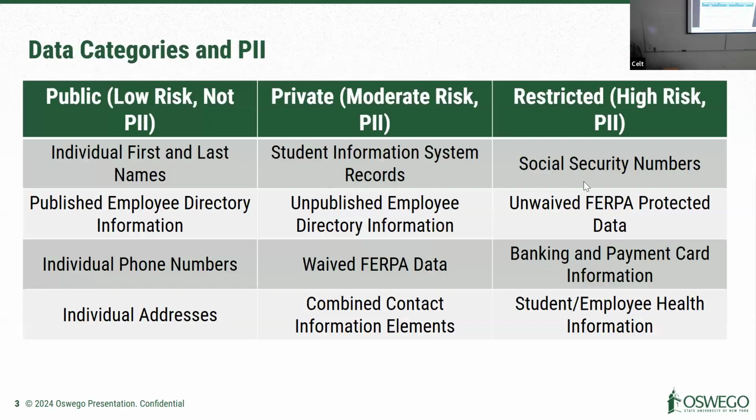And here we have a table covering data categories and how they relate to PII. So we'll start with public. Public is low risk data that is not PII.